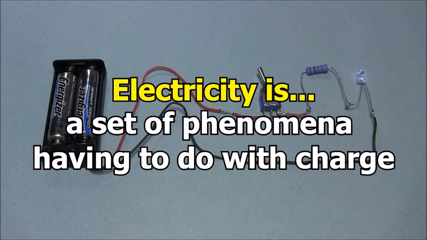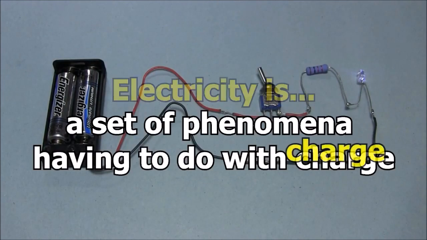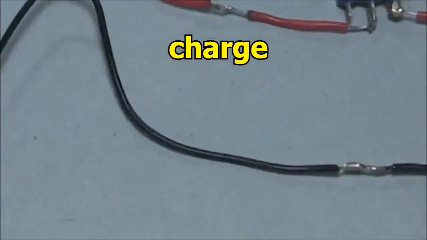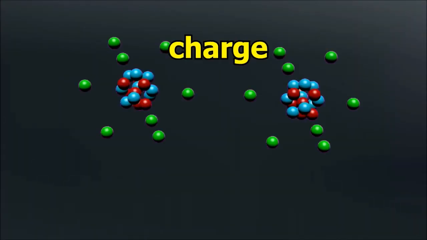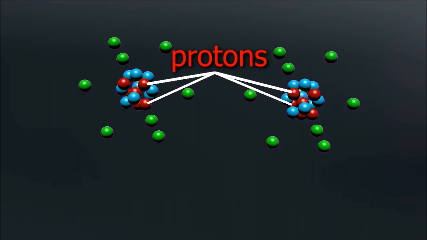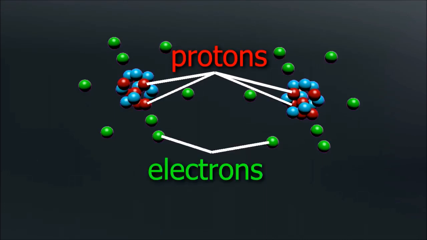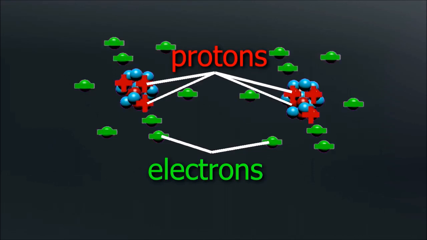Electricity is a set of phenomena having to do with charge. What's charge? Charge is a property of the particles found in and around atoms. Using the orbital model of atoms, we have protons in the nucleus of the atom and electrons around the nucleus. The protons have a positive charge, and the electrons have a negative charge.